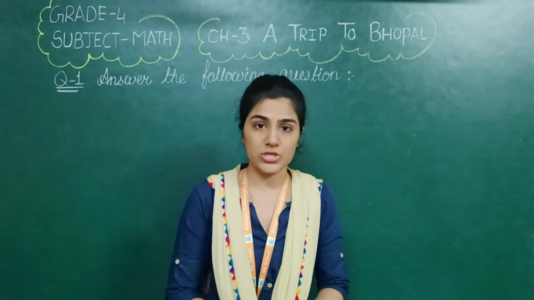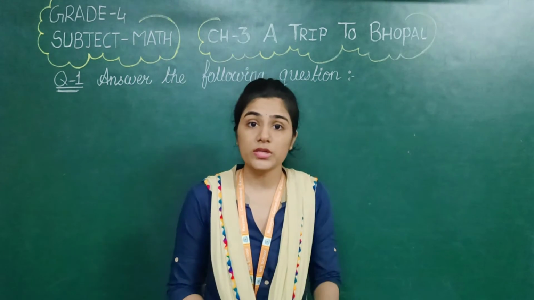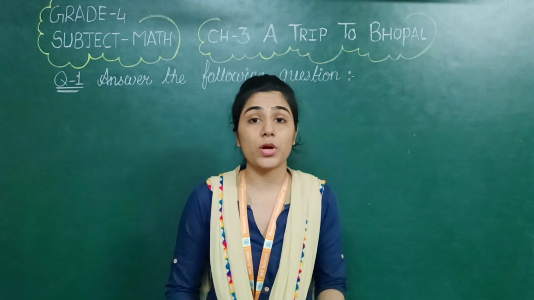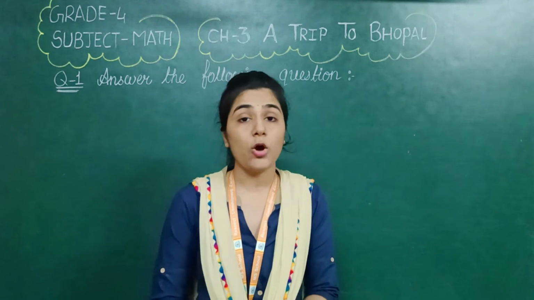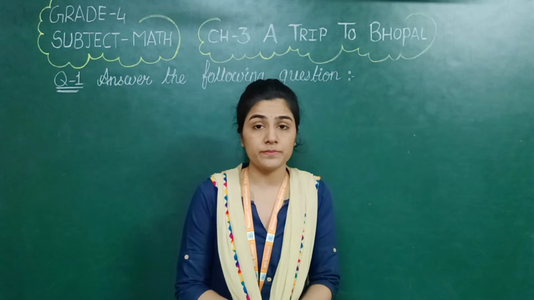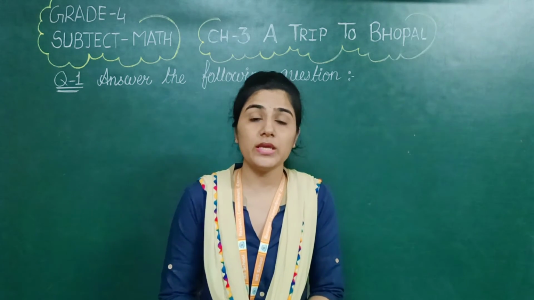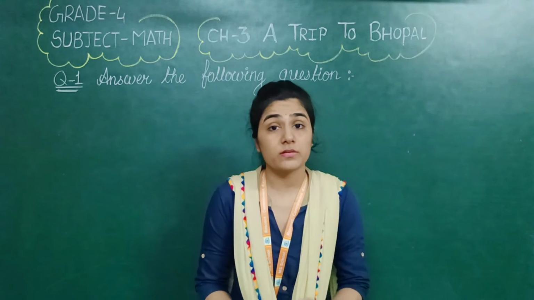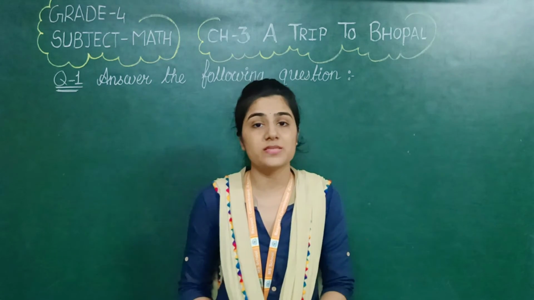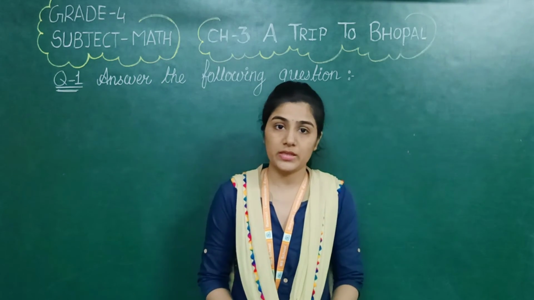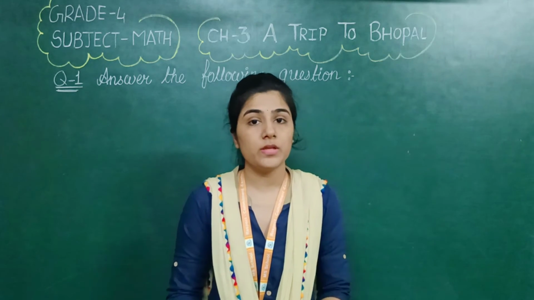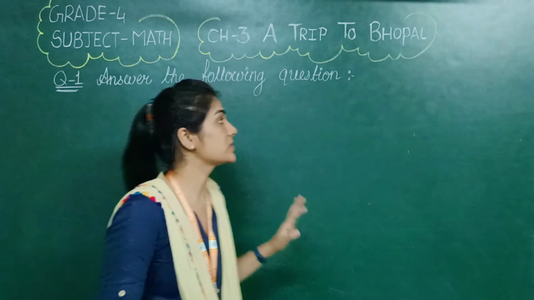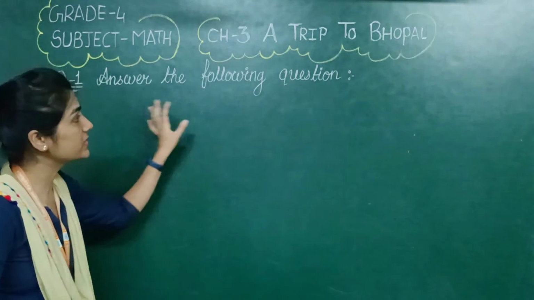From this chapter we will learn how many students are going on the trip, how many students are not going, and how many things they are distributing. In this chapter, only exercise questions are given, kind of story sums, but they are small. So let's start with question number 1, which is given in the workbook: answer the following questions.